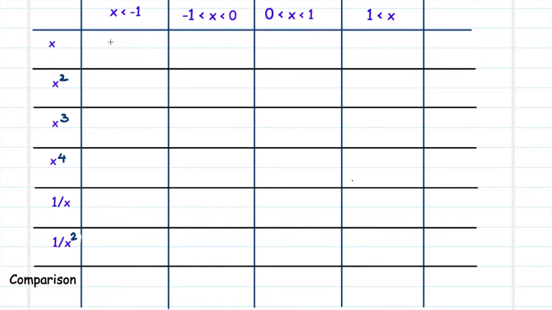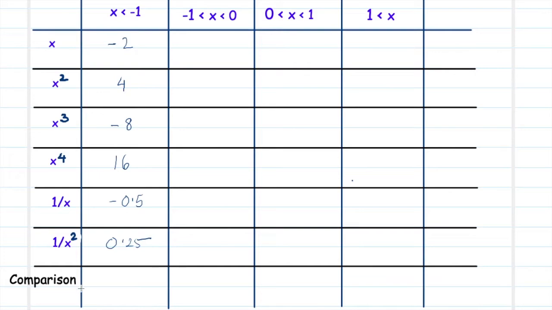So let's see. Let's assume x to be minus 2. It falls in the range x less than minus 1. What are the corresponding values? X square would be 4. X cube would be minus 8. X4 would be 16. 1 by x would be minus 0.5. And 1 by x square would be 0.25.